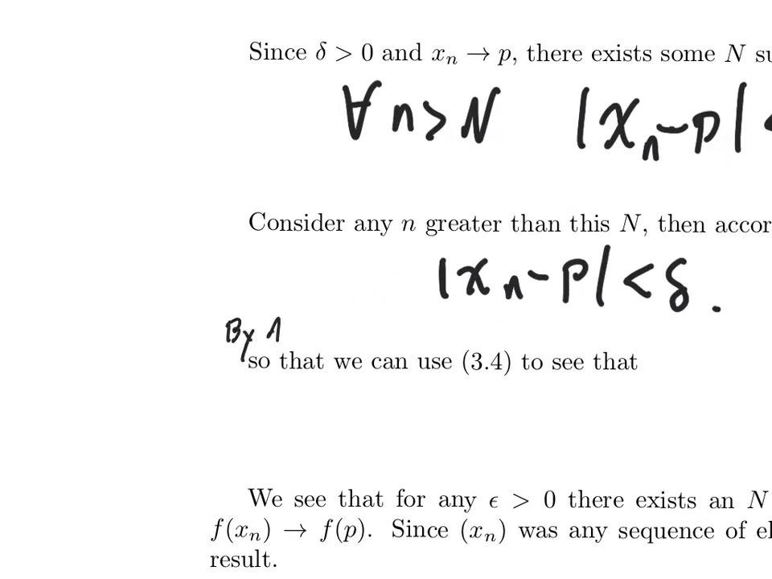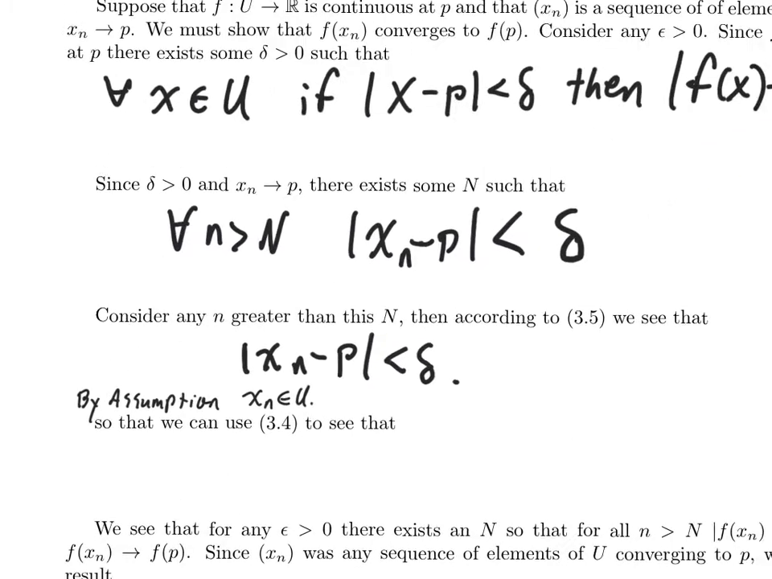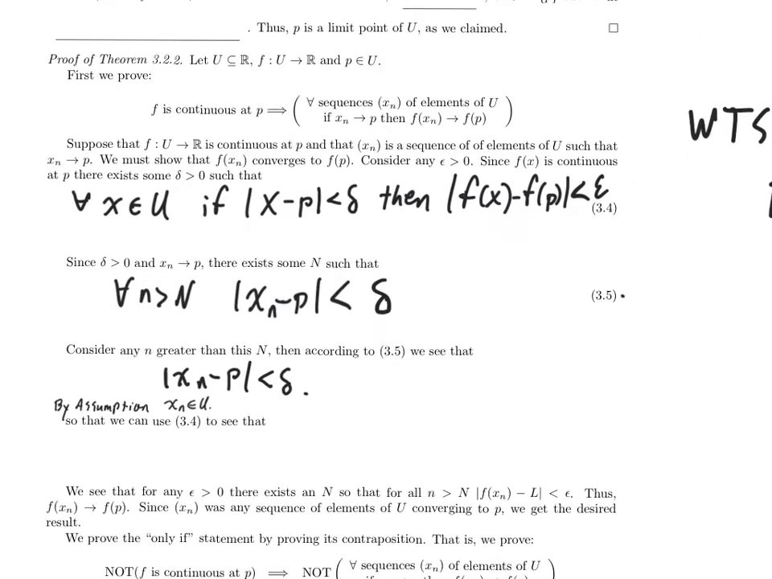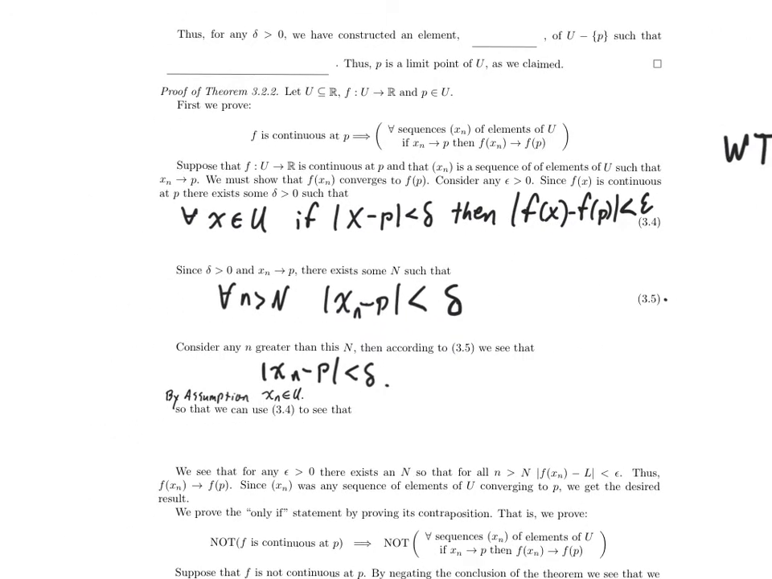By assumption, x sub n is in fact an element of U. So now what do I know? I know that x_n is an element of U, and I know the absolute value of x_n minus p is less than delta. So I can use item 3.4, which this is item 3.4, to conclude that the absolute value of f of x minus f of p is less than epsilon.